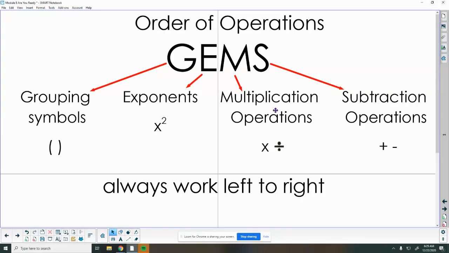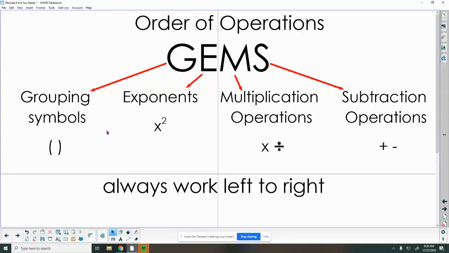If I have 12 divided by 3 equals 4, I can flip that around and say 4 times 3 is 12. They are the same expression, just written a different way. So these are equals. And then we have our subtraction operations, and the opposite of subtract is to add. And so we group those together, but we always work from left to right.